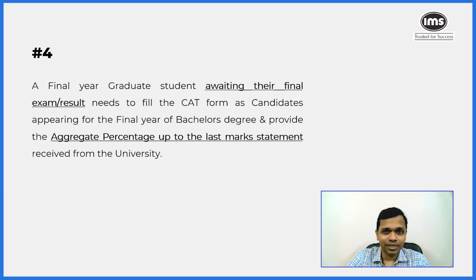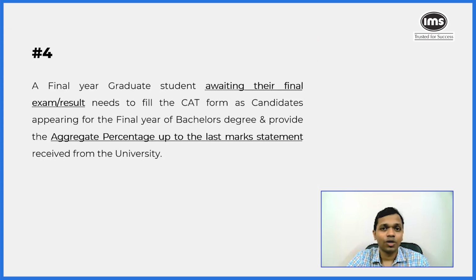Let's look at the fourth mistake that can happen. So the CAT eligibility says that you have to be either in the final year of graduation or you have to be a graduate. Now, if you're in the final year of graduation, of course, you will select that I am appearing in the final year, and that is it.